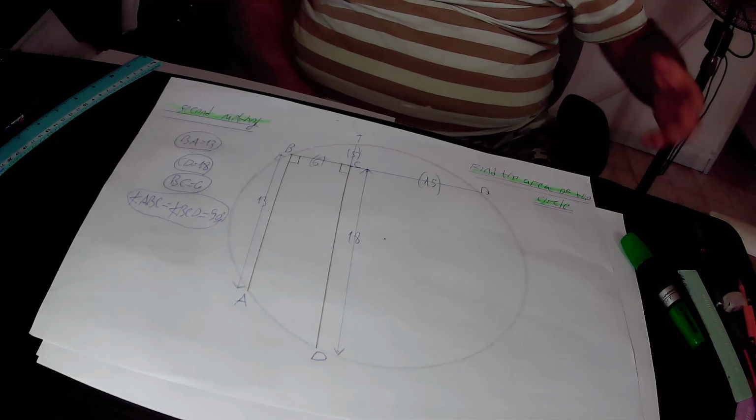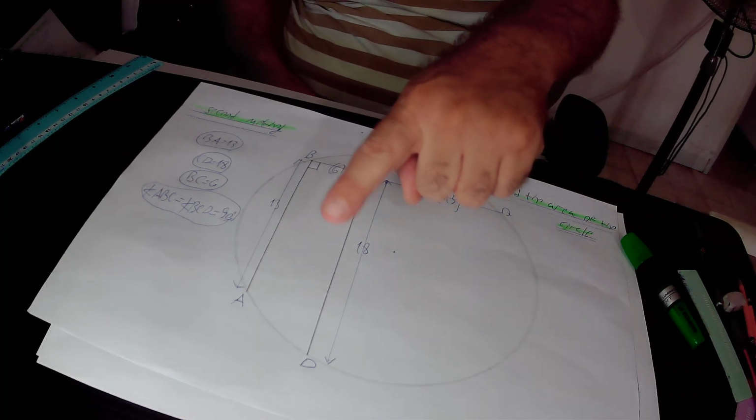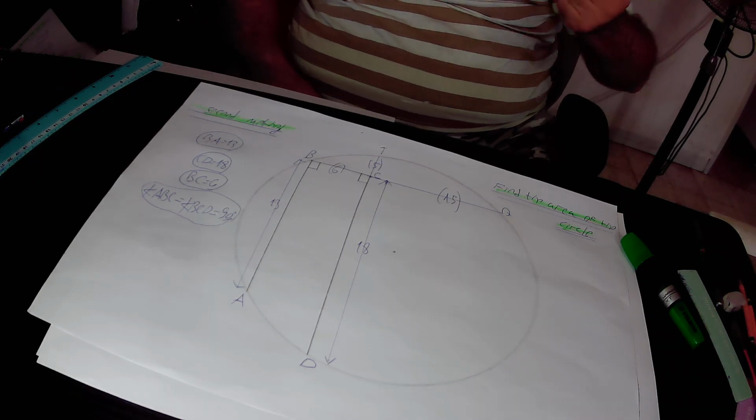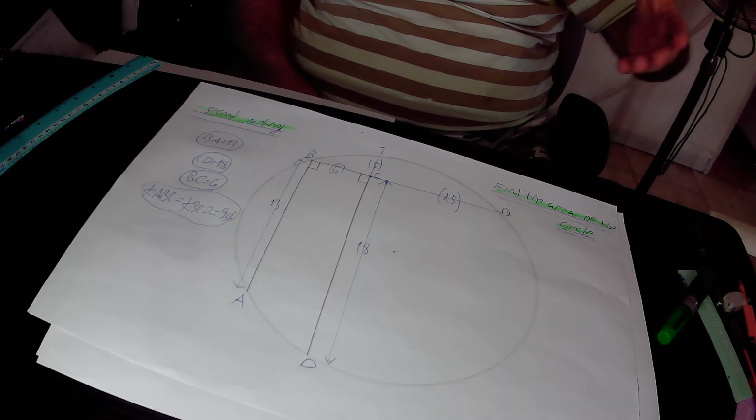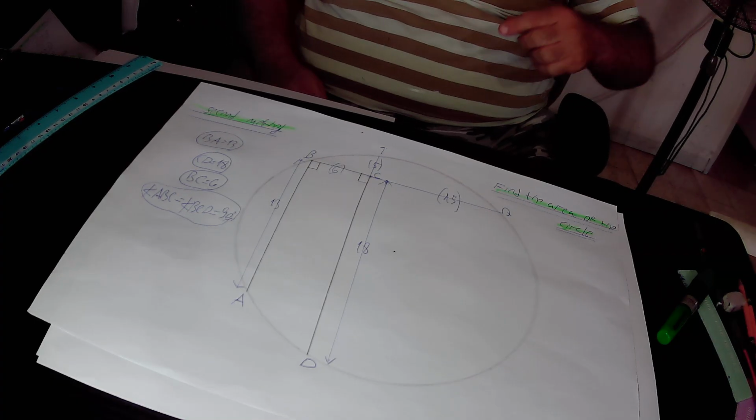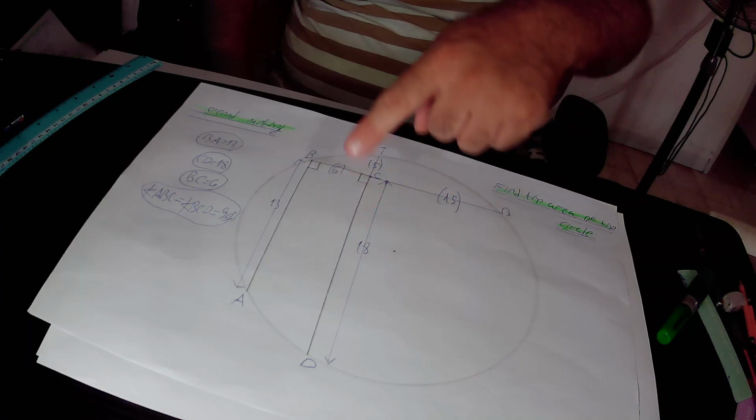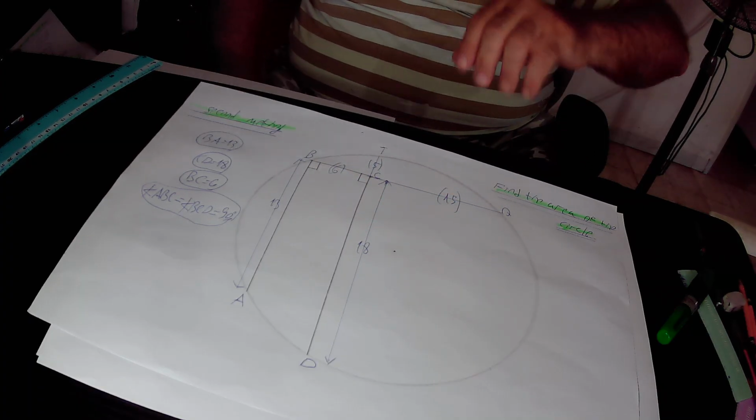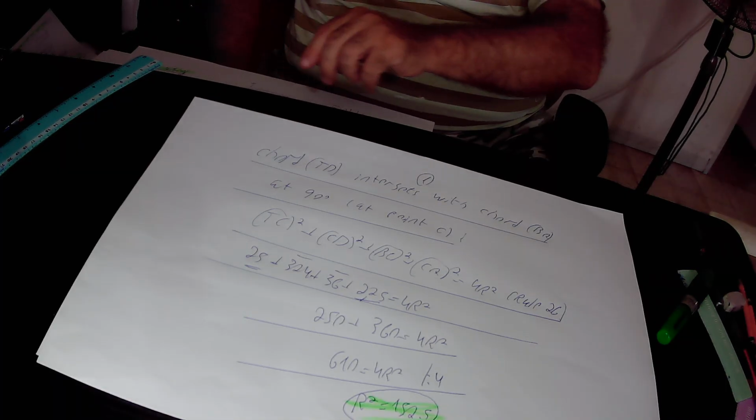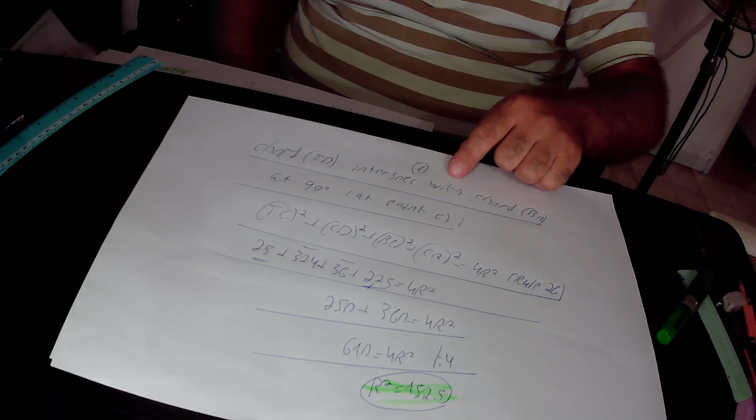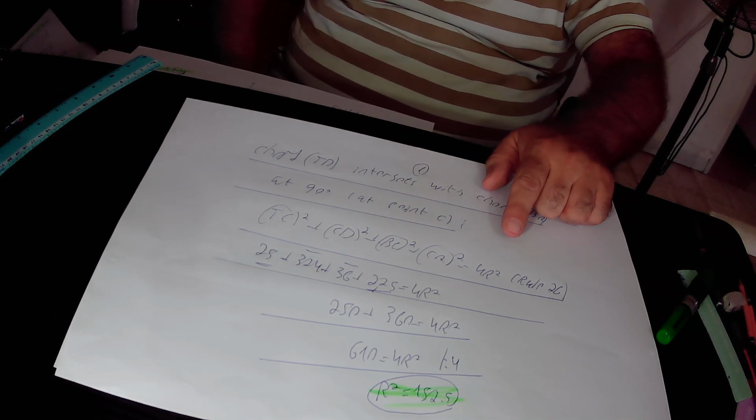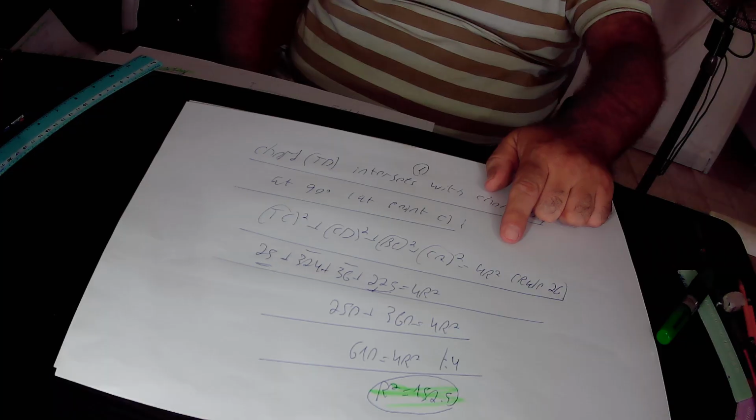So we can implement rule 26 in our domain because chord TD intersects with chord BQ at 90 degrees at point C. All the requirements for rule 26 are satisfied, and therefore we can implement it. According to rule 26, the following equation is true: TC square plus CD square plus BC square plus CQ square equals 4R square, where R is the radius of the circle.